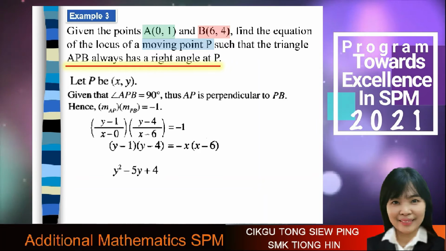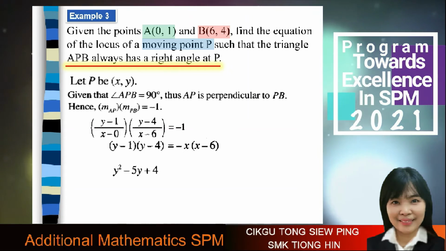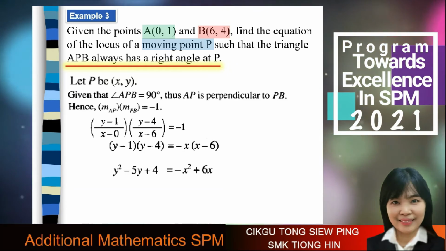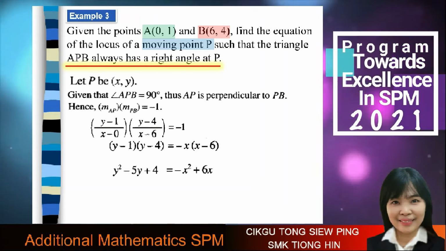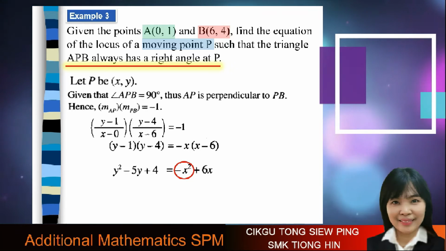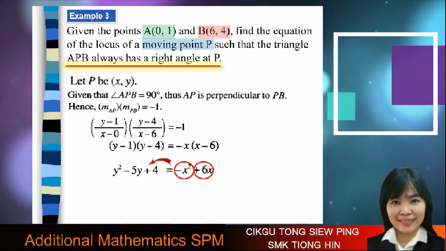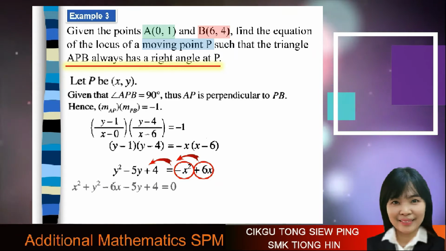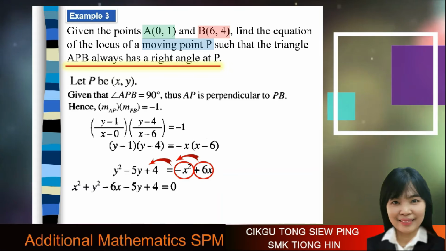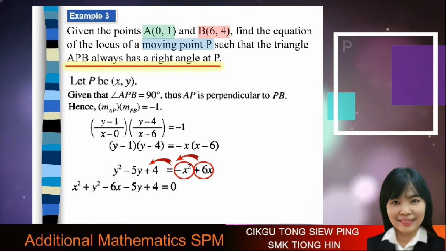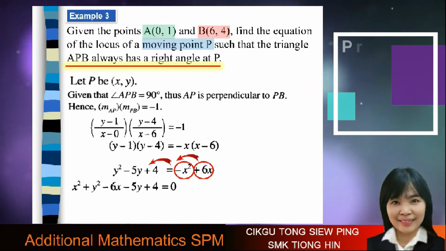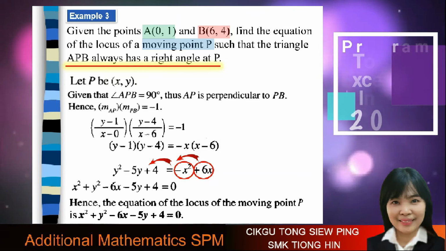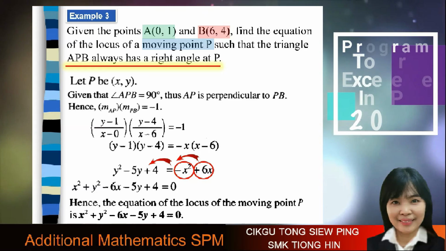Expand the left hand side, we have y squared minus 5y plus 4. The right hand side, we have negative x squared plus 6x. We shift negative x squared and also positive 6x to the left hand side, and we will have this: x squared plus y squared minus 6x minus 5y plus 4 equal to 0. This is how we get the equation of the locus of the moving point P.